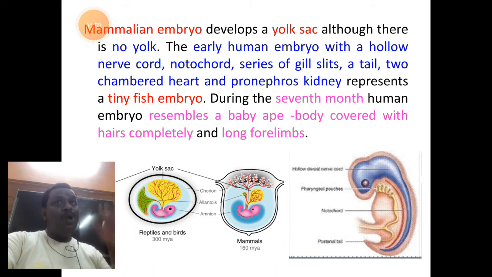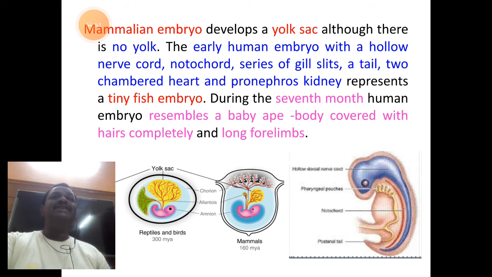Features of hollow nerve cord, notochord, gill slits, tail, two-chambered heart, then pronephros kidney, a primitive kidney, are all characters present in an early human embryo. These are also the features that you find in a tiny fish, where you find gill slits, a tail, a notochord, a nerve cord, a two-chambered heart, and a pronephros kidney. So it's an indication that organisms repeat the ancestral characters during the developmental stages.